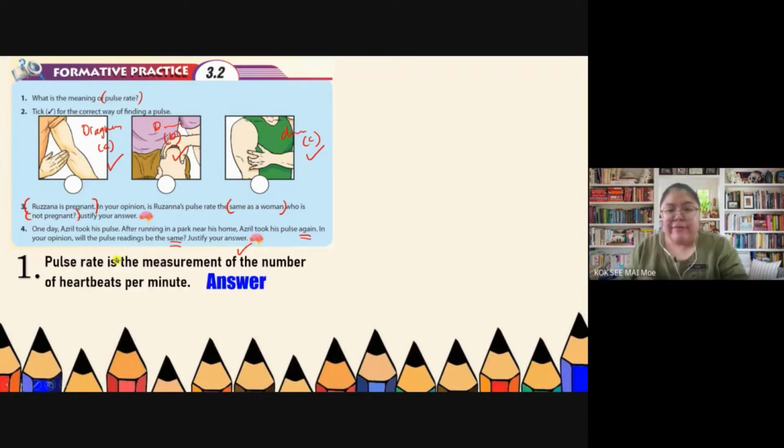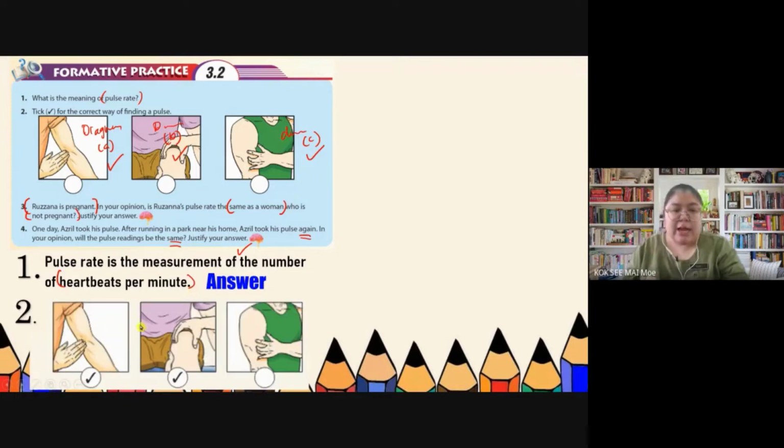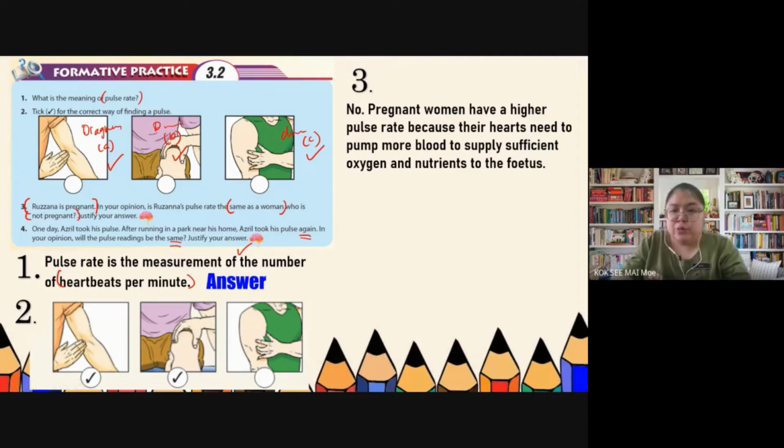First one, definition for pulse rate. You can find it from the textbook. You must mention per minute, the heartbeat per minute. Number two, 1 and 2, get it. Number 3, no. Pregnant woman, first one, no. When you answer no, you get 1 mark. Then you explain. Pregnant women have higher pulse rate.